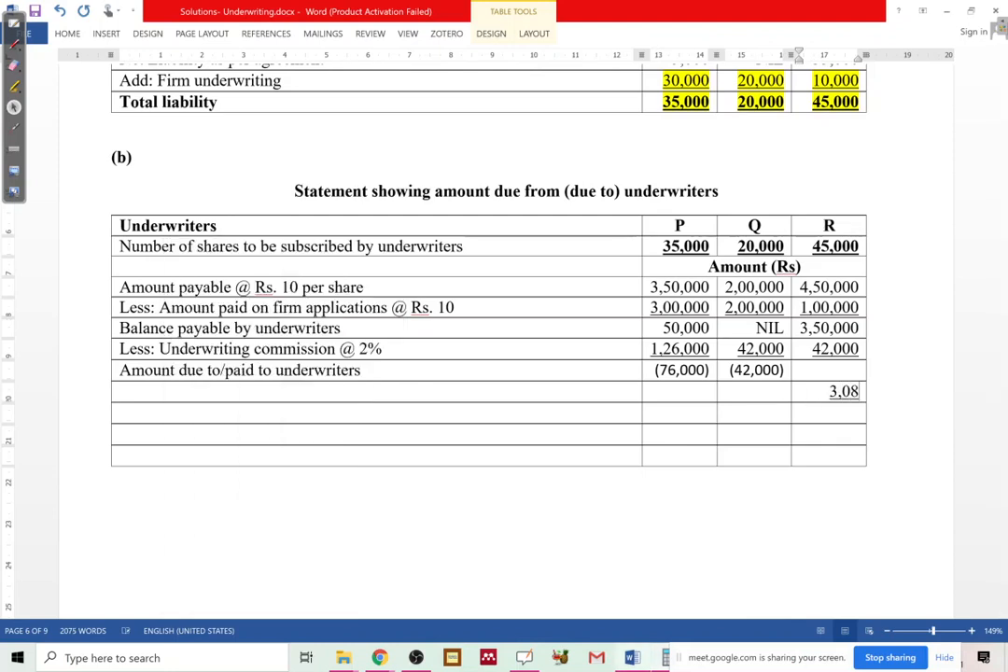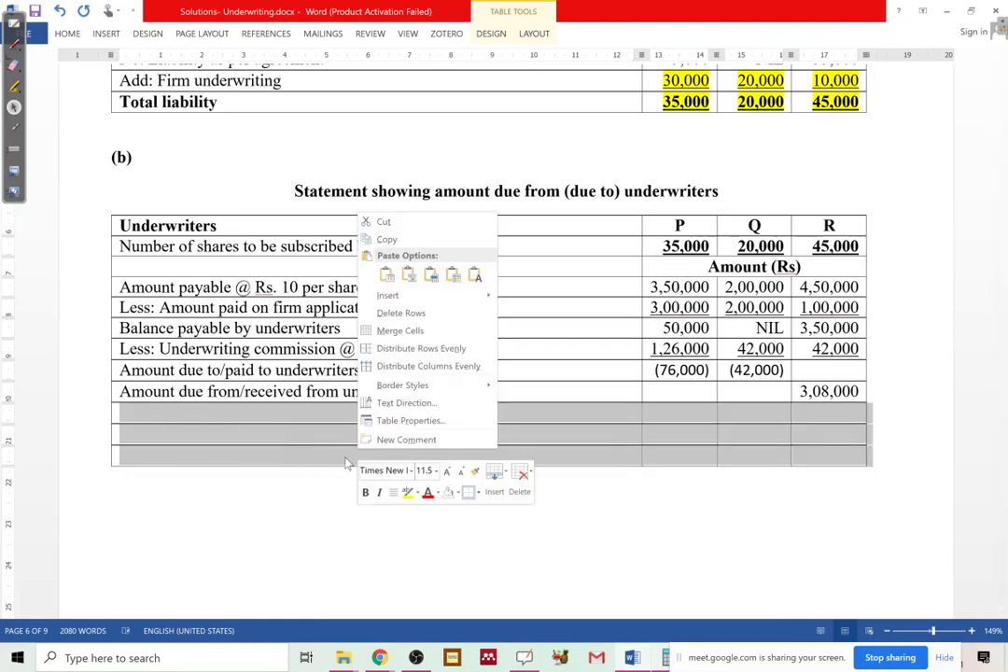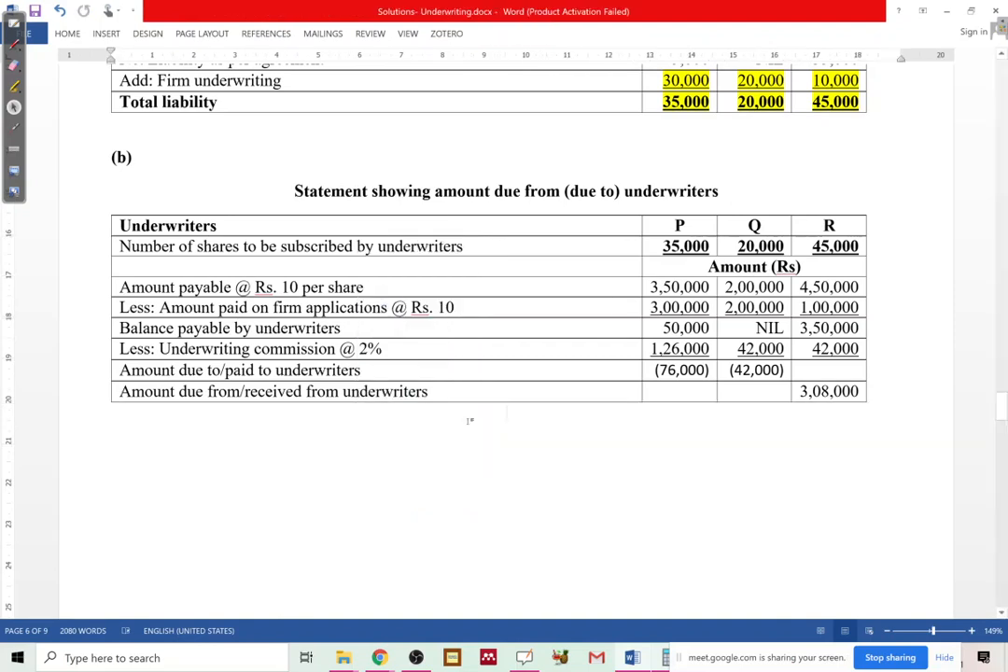Now, write the positive figure in the next line. I'll tell you why. Because this has to be titled differently. This is amount due from or received from underwriters, whatever the case may be. We don't know whether it's already paid or not paid, but it is something that we are supposed to either receive from the underwriters or have already received. Is this clear? Why? Look at R's case.